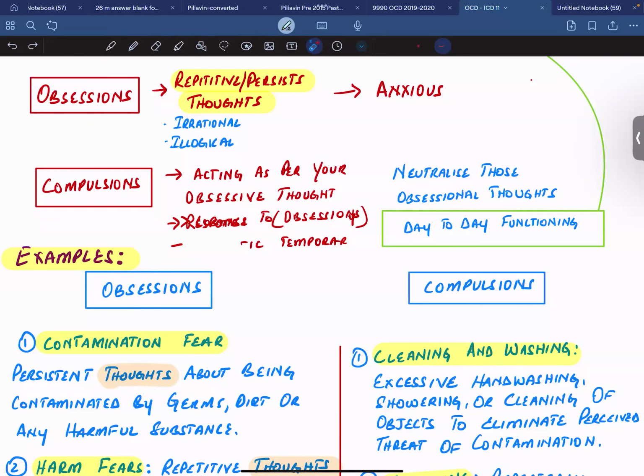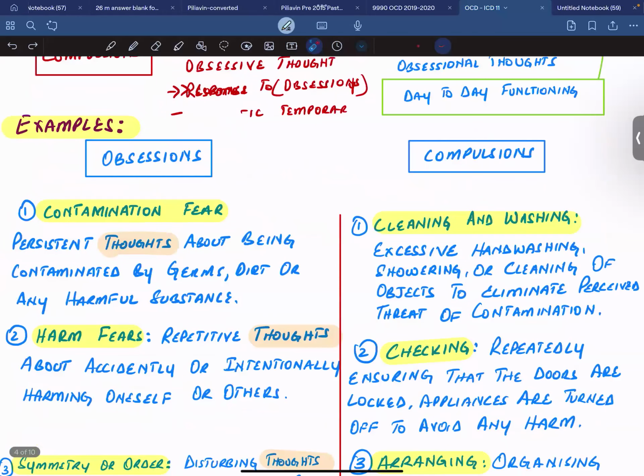Now, your compulsions are acts that you get involved in, acts that you're performing, which might as well be ritualistic. You're performing these compulsive acts so that you're able to neutralize. The keyword that I'm using here is neutralizing, so that you're able to neutralize that obsessional thought. I think I've been clear with this. I tried at least.